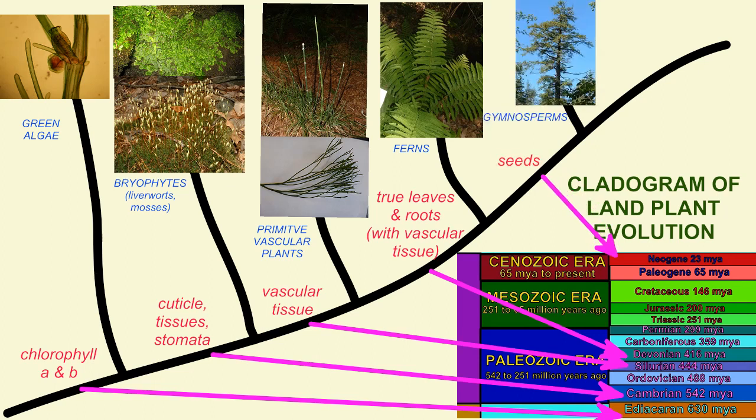And by the end of the Paleozoic era, seeds had evolved. Now, some seeds did evolve in ferns, but seed ferns are now extinct, and the first gymnosperms are known from the Permian period and the first conifers from the Triassic period. So true seeds existed from this point.